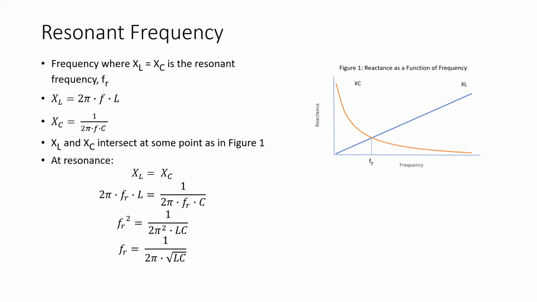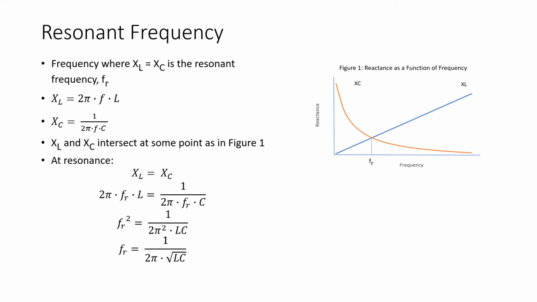Now, the frequency where X sub L and X sub C are equal is defined as being the resonant frequency, symbolized with F sub R. And mathematically, X sub L equals 2 pi FL, X sub C equals 1 over 2 pi FC.